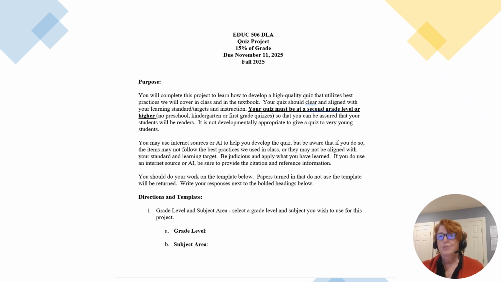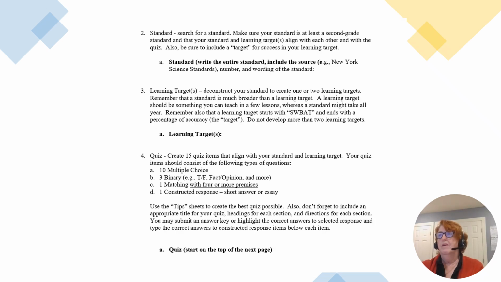Please, please, please do the work on this template. I keep getting work done without the template, and almost inevitably when you do that, you miss parts of the assignment. So just download the template, do your work right on it, and then you probably won't miss anything in the assignment. The first thing you're going to need to do is pick out a standard, and then tell me what grade level and what subject area it is. You're going to write the standard under number 2. Write it out in its entirety, don't just put a number. Write out standard 8.2.1 and then give the wording of the standard, for example.